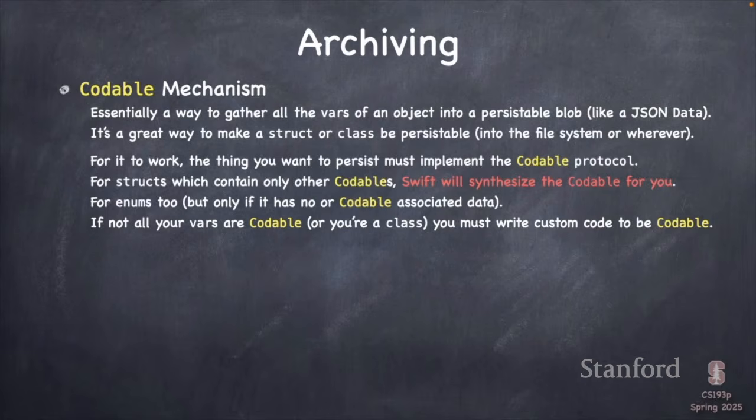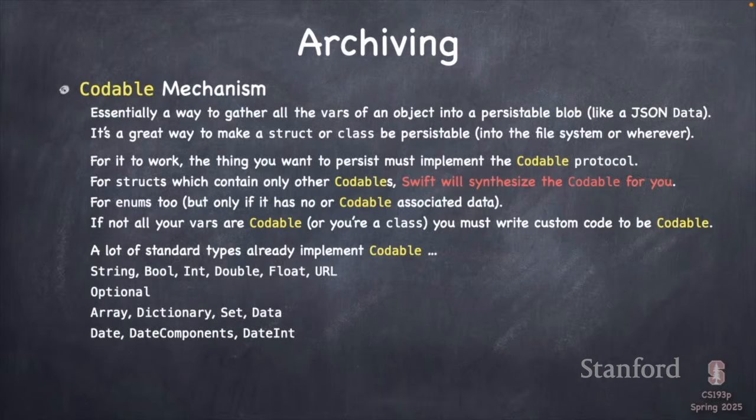But if your vars aren't Codable, or if you're a class, then you need to write your own implementation of Codable. And I'm going to talk briefly about how to do that, but honestly, you're going to use AI usually to do that. You're going to say to the AI, write me an extension which makes this struct Codable, and it's going to go do this work for you. But I want you to understand the kind of code that's coming back from an AI like that.